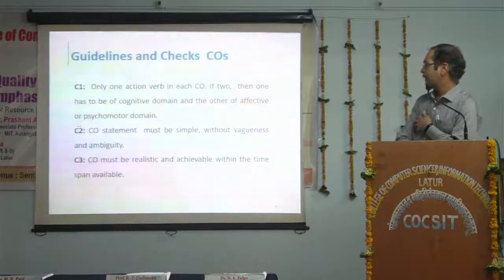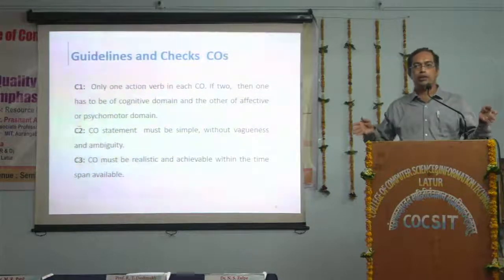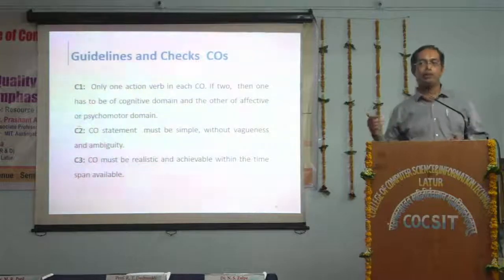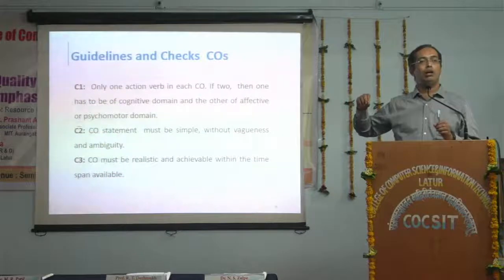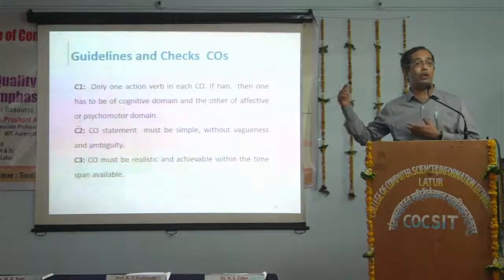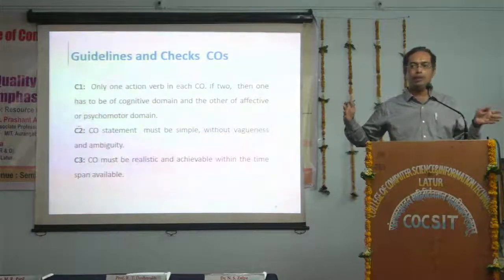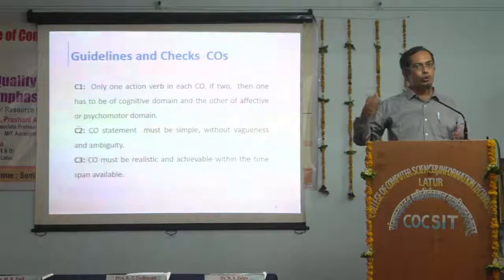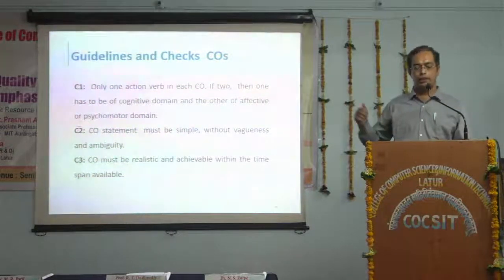A CO must be realistic and achievable within the time span, because you know that I have 3 months, 4 months of time in attaining a particular CO. So this thing is very, very important. You should not insist that students attain a CO which may take 1 year or so. In case of a project, if you have a 1 year project in your curriculum, you can define a CO which you are able to attain in 1 year, right?